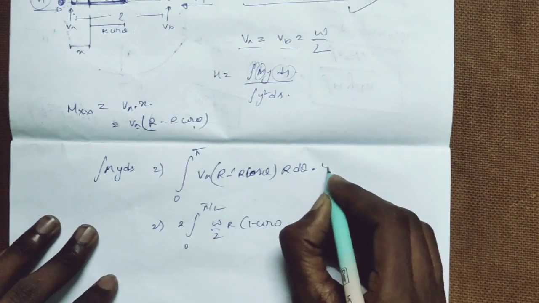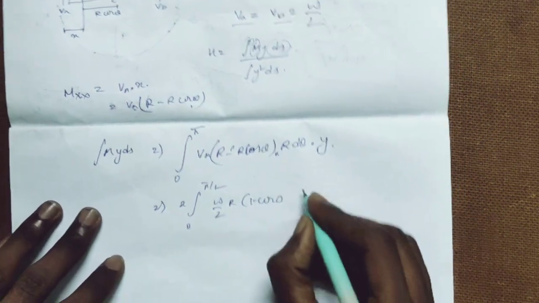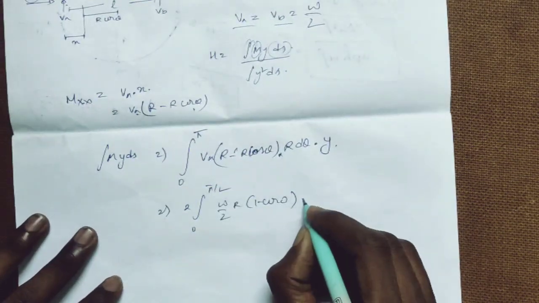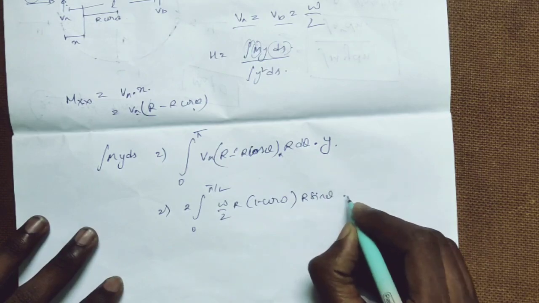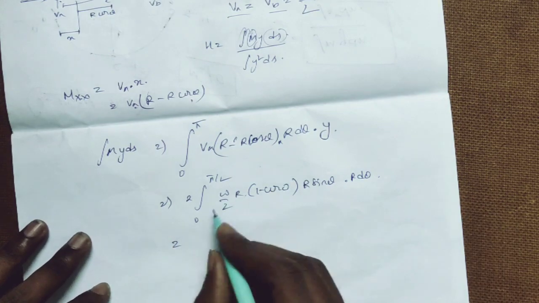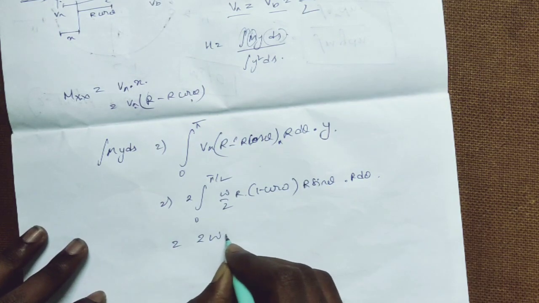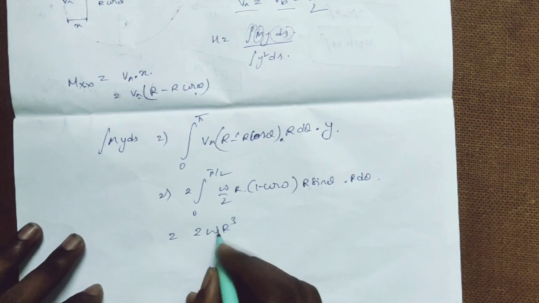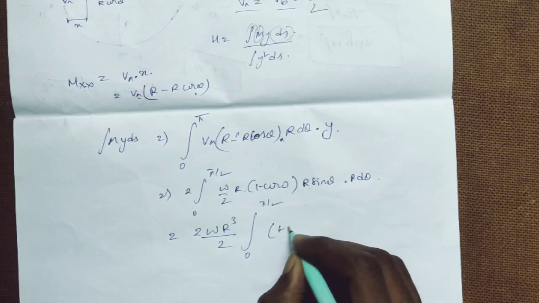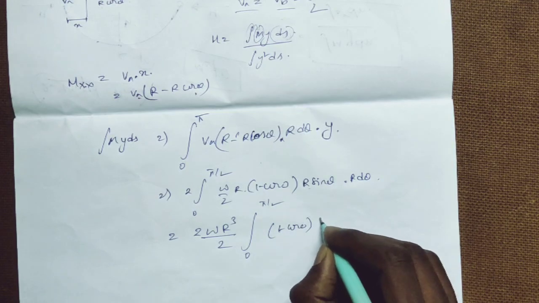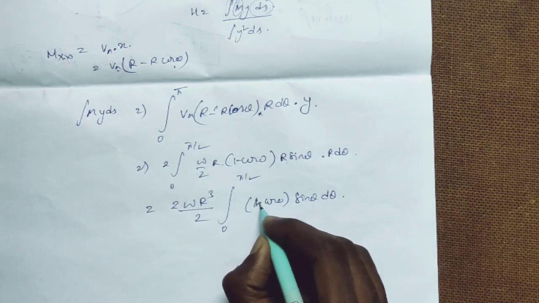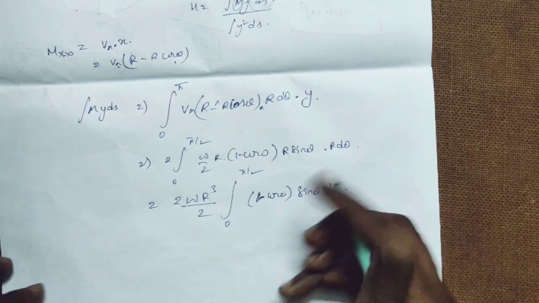Sorry, here we will have y also. So what is y? r sin theta, into r d theta. There are 3 r's, so we'll take out 2W r cube by 2, integral 0 to pi by 2, 1 minus cos theta, sin theta d theta. Now we have to integrate this one, 1 minus cos theta sin theta.